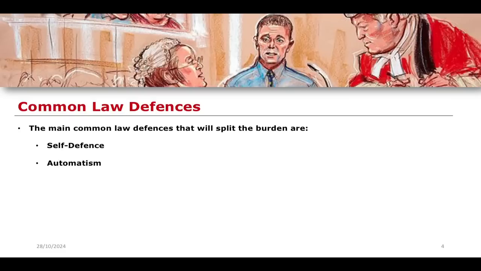Then there is the common law defence of automatism. For those of you who are studying criminal evidence before studying criminal law, automatism is a defence whereby the body is acting and moving and doing things without the control of the mind. So, for example, a muscle spasm that has no connection with the mind or any kind of conscious thought would be considered an example of automatism.